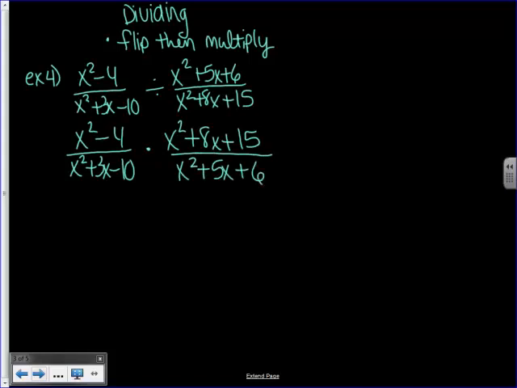Now, I start factoring. Well, x squared minus 4, how can I factor that? Factor that using difference of squares. X plus 2, x minus 2.